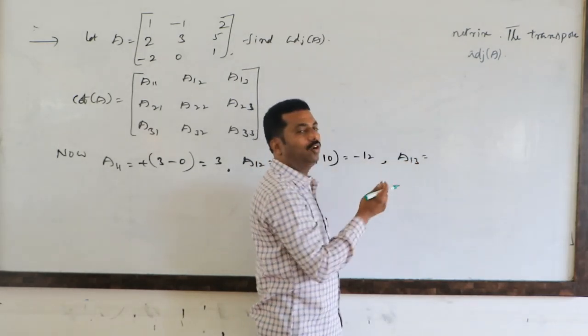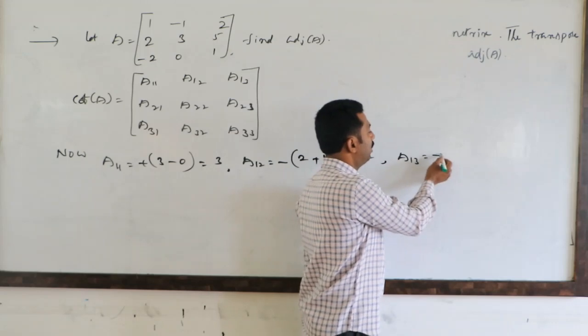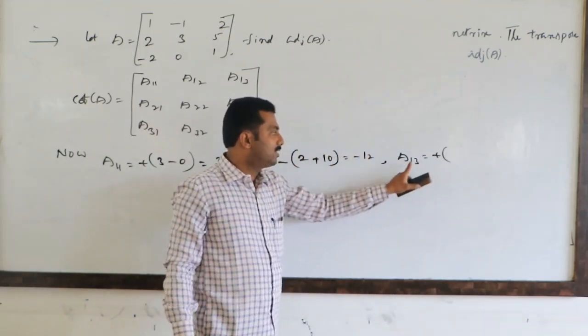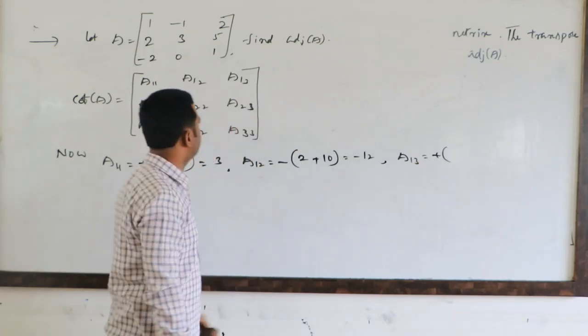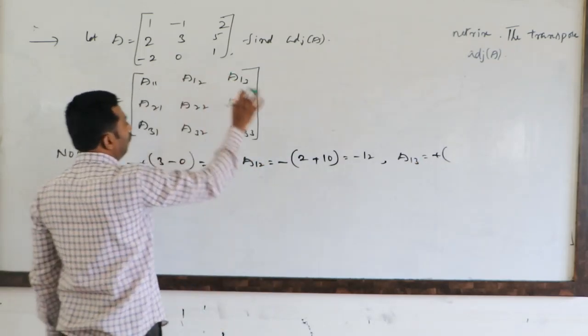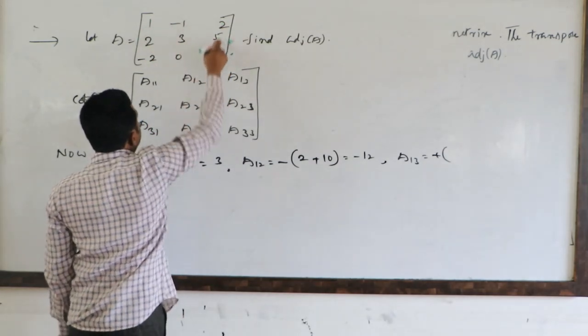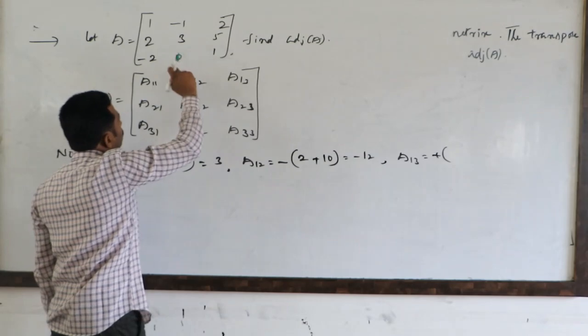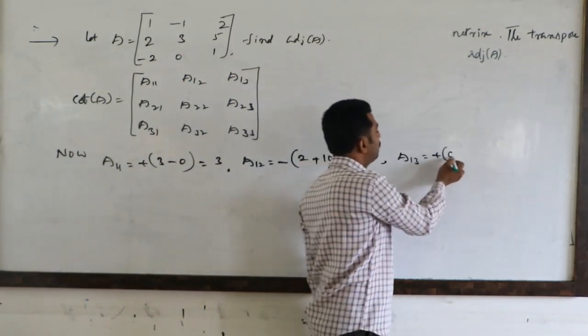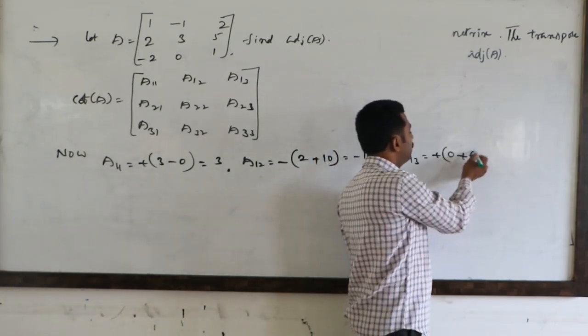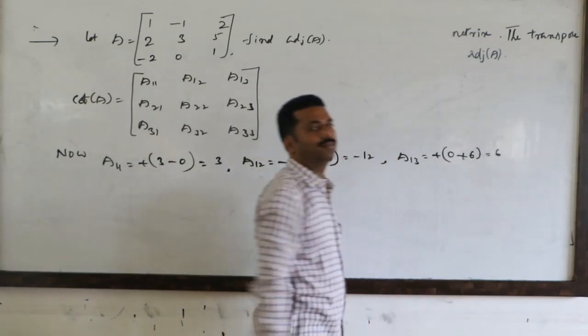A13. 1 plus 3, how much? 4. Even number, so plus sign. If the sum is even, it means plus sign. If the sum is odd, it means minus sign. So that is the indication. First row, third column. If I close, 2 into 0, 0 minus 2 into 3 minus 6, means this is plus 6.